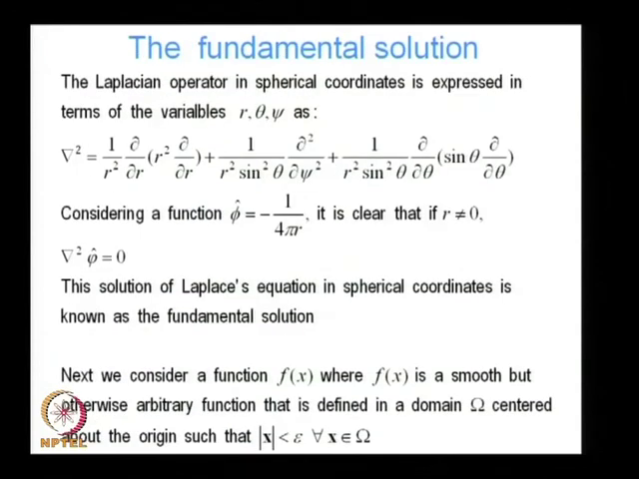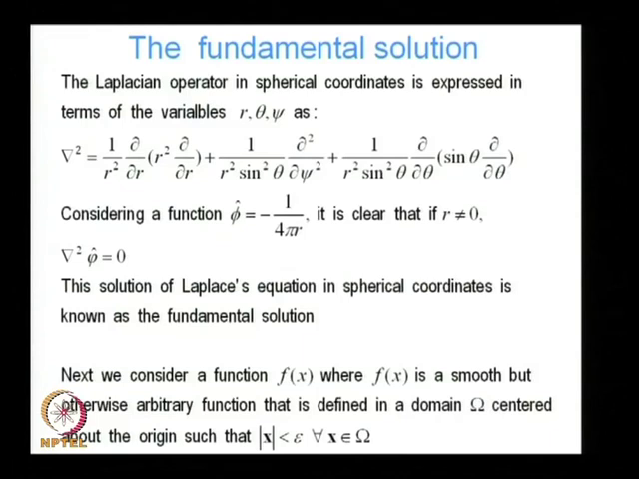So, the Laplacian operator in spherical coordinates is expressed in terms of the variables r, theta and psi as this: 1 by r square del r of this, in terms of partials with respect to psi and partials with respect to theta. Now, consider a function phi hat which I define to be equal to minus 1 by 4 pi r.